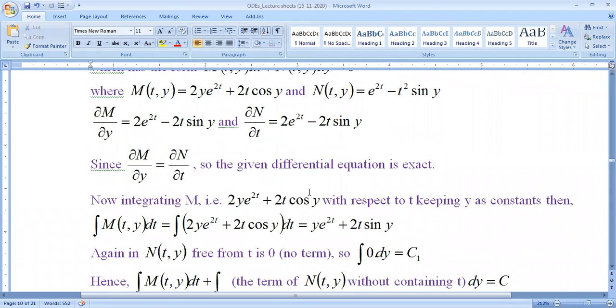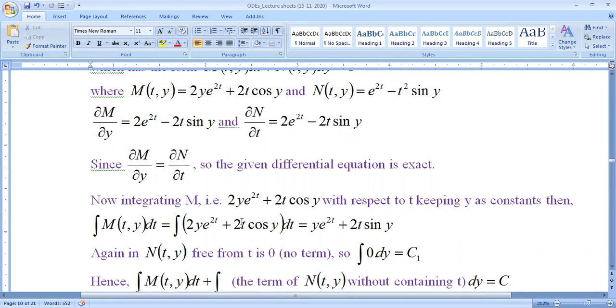Now integrating M with respect to t, keeping y as constant, like our first example. So integrating M with respect to t, with y as constant, 2y will be constant. The integral of e^(2t) will be e^(2t), but we have to divide by the coefficient of t. In integration we have to divide by the coefficient of t, which is 2. The 2 divided by 2 will cancel.